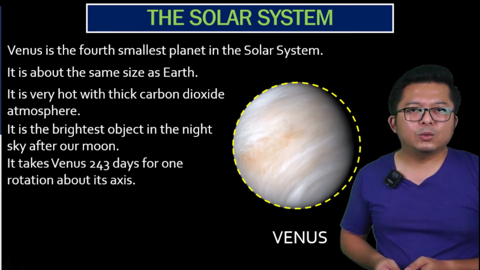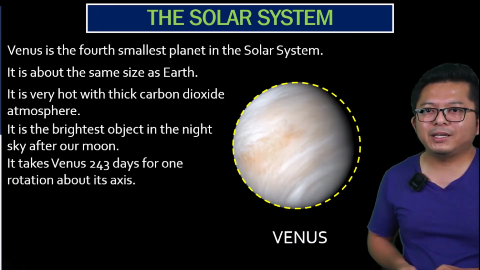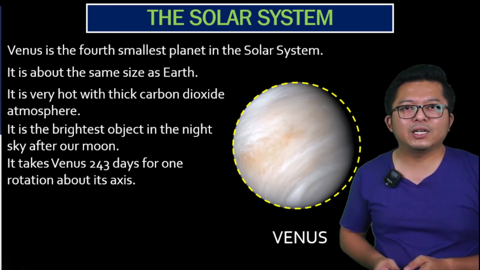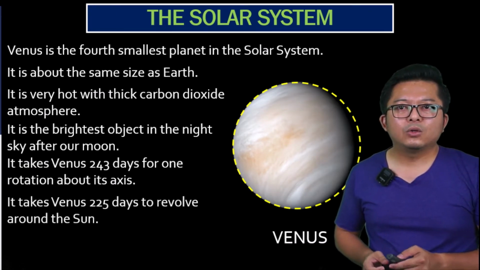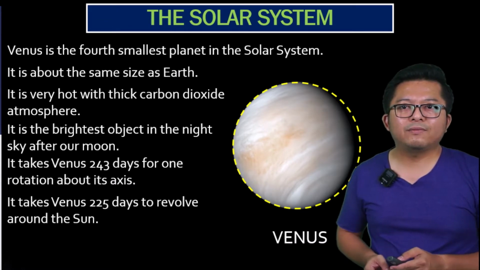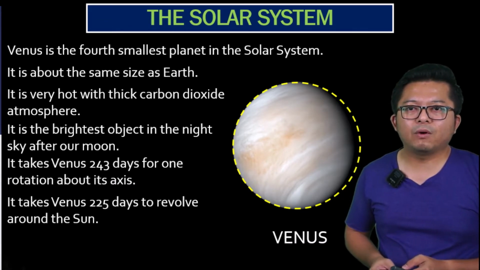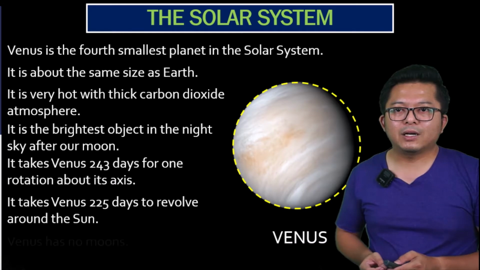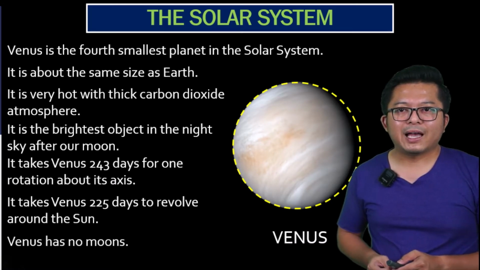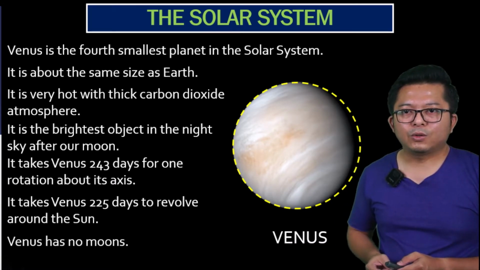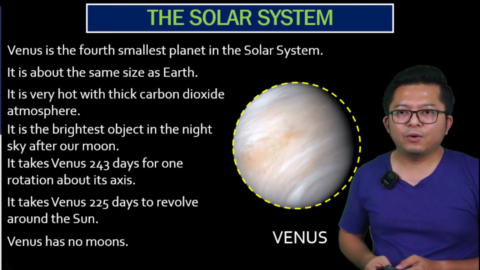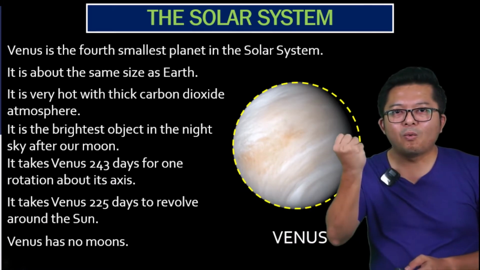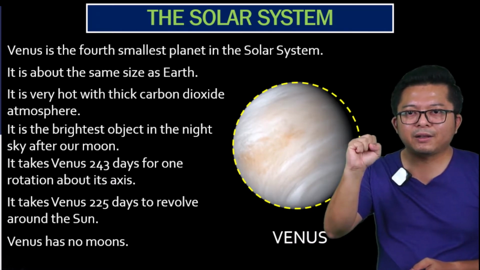It takes Venus 243 days for one rotation about its axis. It takes Venus 225 days to revolve around the sun. Venus has no moon. To talk about this one, Venus takes 243 days for one rotation, day and night.